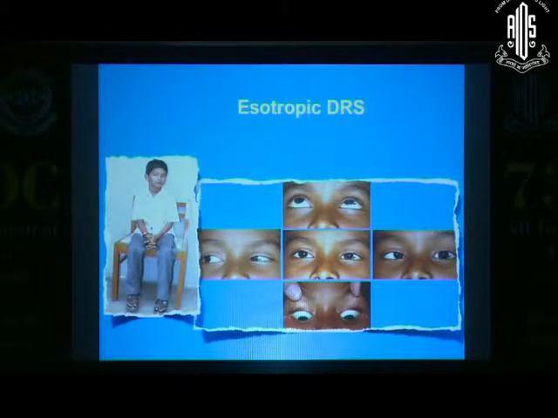How much to recess depends upon the deviation which is seen in the primary position. Either you can do a symmetrical or asymmetrical. Sometimes you might have to do the other eye also, especially if the deviation is more than 20 prism diopters. So this is a normal situation where you can do a simple medial rectus recession, which works very well.